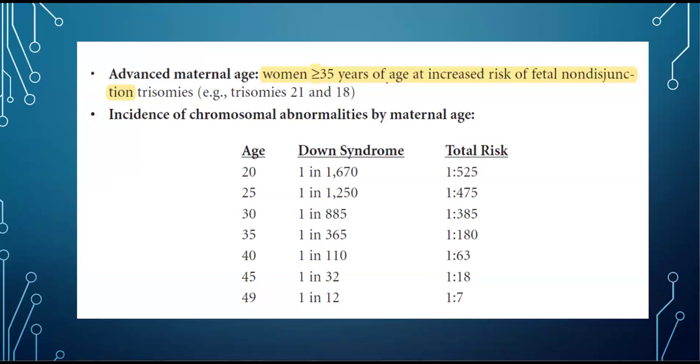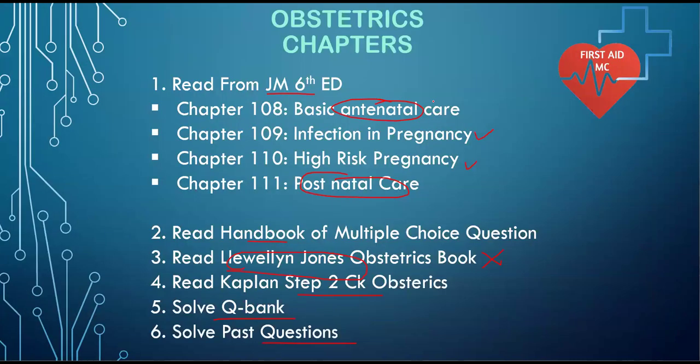So now we are going to start. We'll mainly follow the notes today, and if there is anything that we need to go through from JM, then I will let you know. So keep an eye on the notes at the moment, and we go from there. The first topic that we are going to start today is high-risk pregnancy, chapter 110. High-risk pregnancy is very, very important. It comes in the exam a lot. So that will be our main focus for tonight.